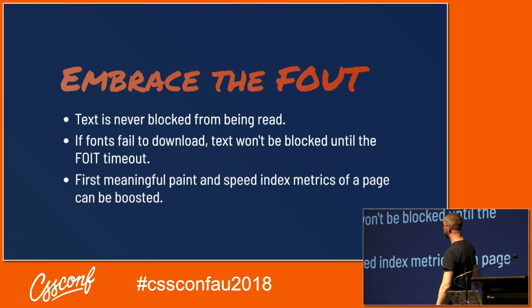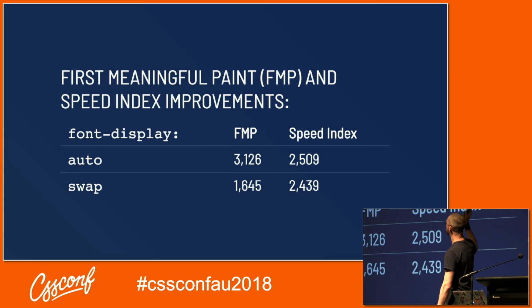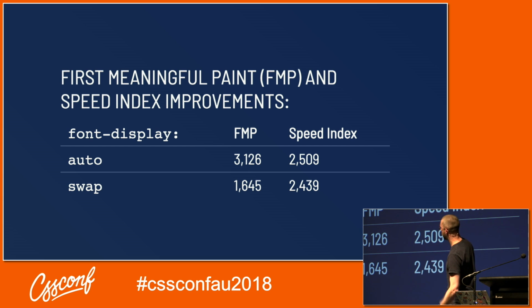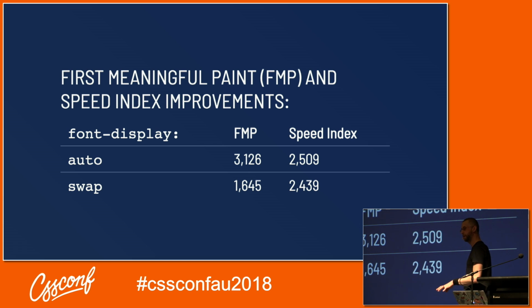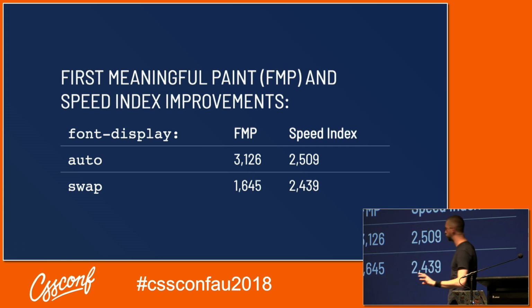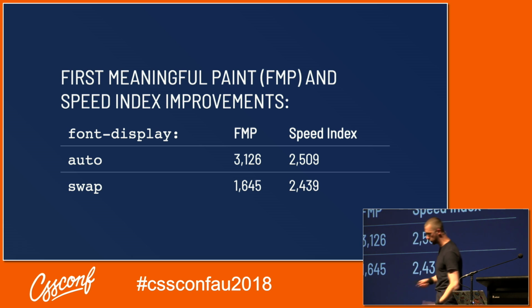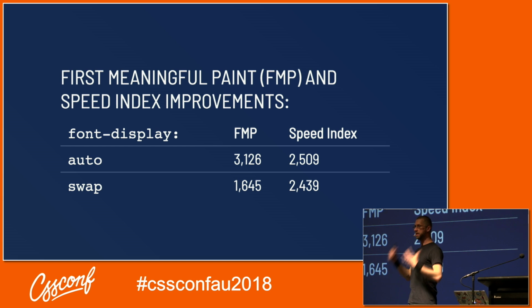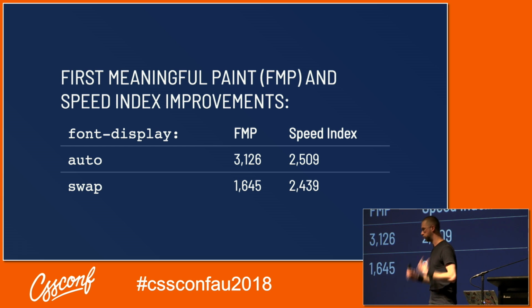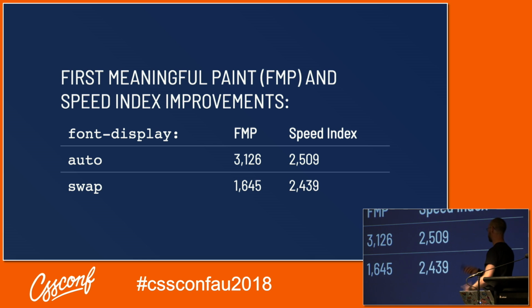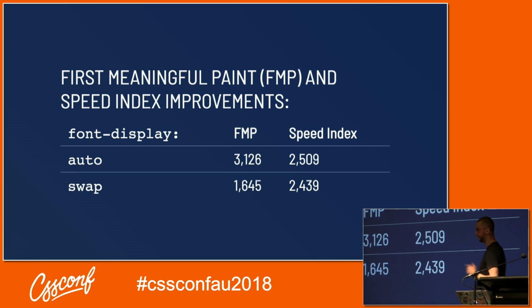And what's cool about it is that your first meaningful paint and speed index metrics of a page can be boosted, more your first meaningful paint than your speed index. So let's take a look at some numbers. Your first meaningful paint under auto is around 3,200. Now this is my blog on a throttled local test because I wanted to have very consistent baselines for measurement. But then when you put in swap, it almost drops that by half. And the reason that's occurring is because something meaningful is hitting the page more quickly. It's looking more visually complete. Your speed index values don't improve that much, but it does improve a slight bit. But again, hey, one line of CSS, and it's a little win.